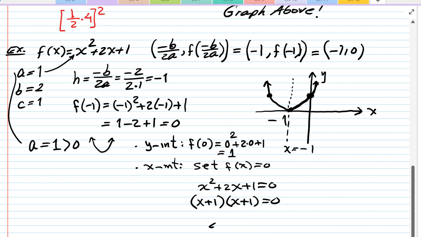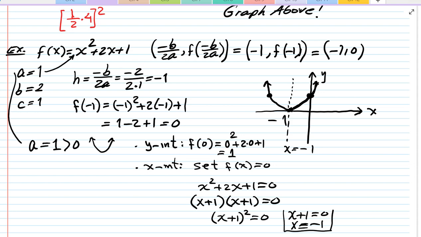When you do FOIL, you get x plus 1, which is a repeated factor. I can write it as x plus 1 squared equals 0. That means x plus 1 must be 0, or x is negative 1. So that's another way to get your x-intercept. All right, so we did our x-intercept and y-intercept. We did finish the graph of this function.